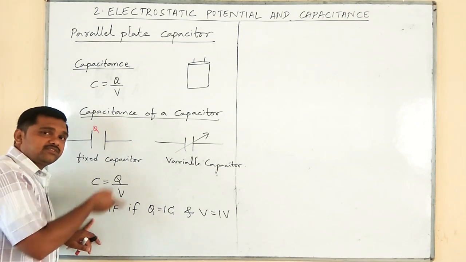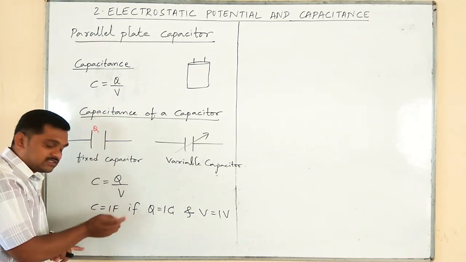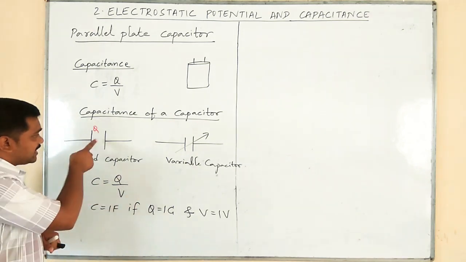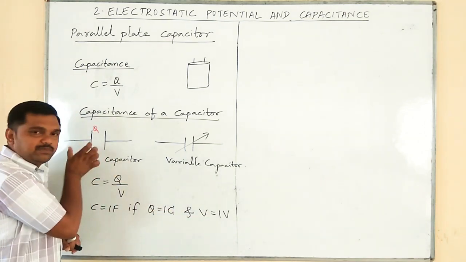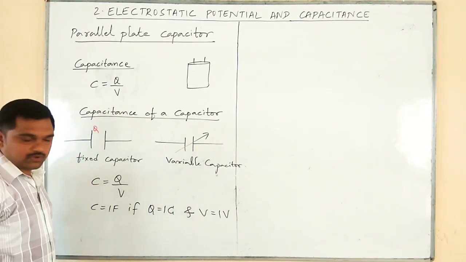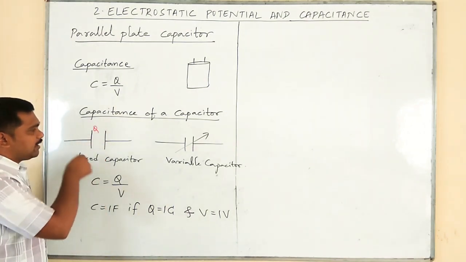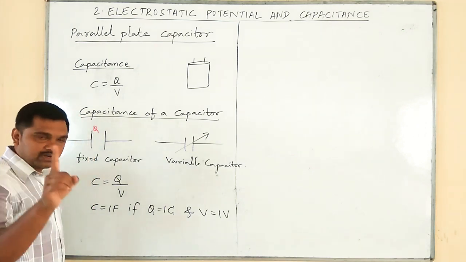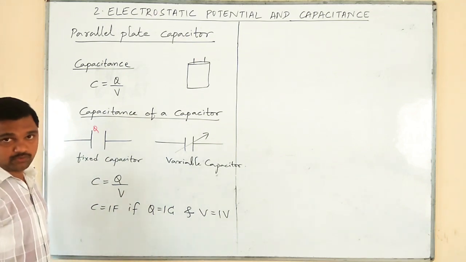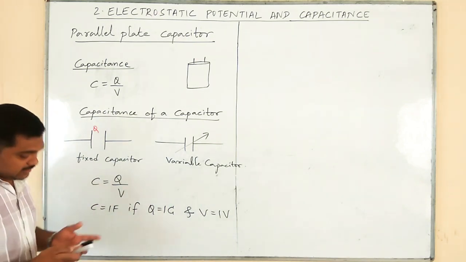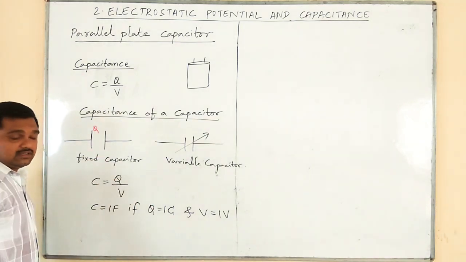The capacitance of the capacitor is said to be 1 farad if that capacitor is having a charge of 1 coulomb in it when the potential difference between its plates is 1 volt. So the capacitance of a capacitor is said to be 1 farad if the amount of charge present in the capacitor is 1 coulomb and the potential difference between the two plates of the capacitor is 1 volt. Okay, fine. Now let us come to one important 5-mark derivation.